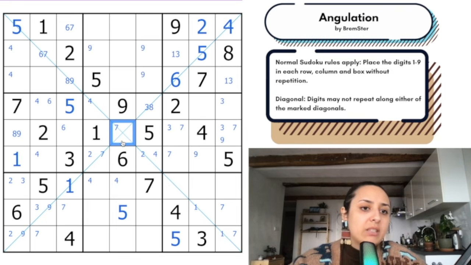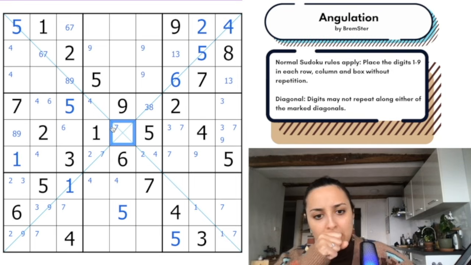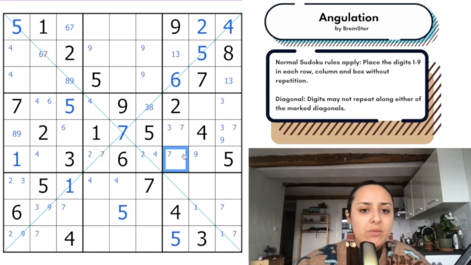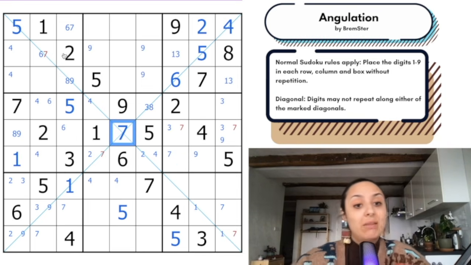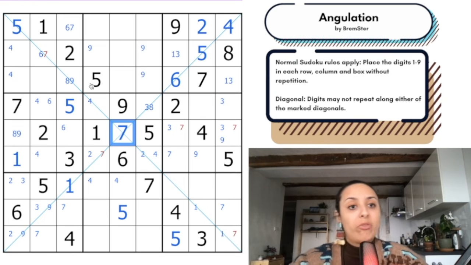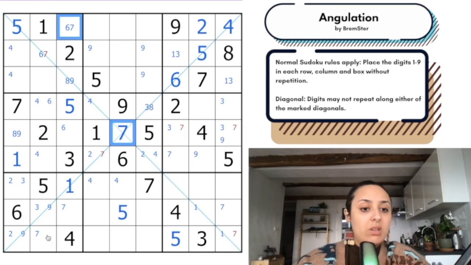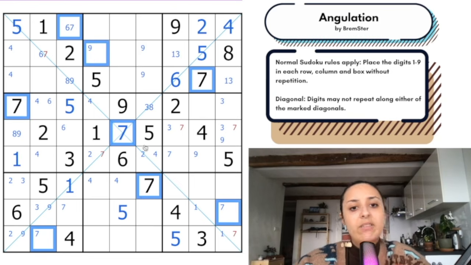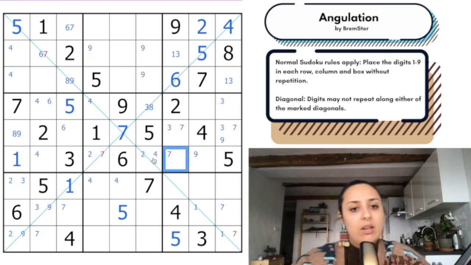Can it be a 7? Because wasn't there some... no. Then this would be 7, because can it be in the middle of these two? So that would be the 7. That would be the 7. That is a 7. That is another 7. That is a 7, and that is... Okay, that works.